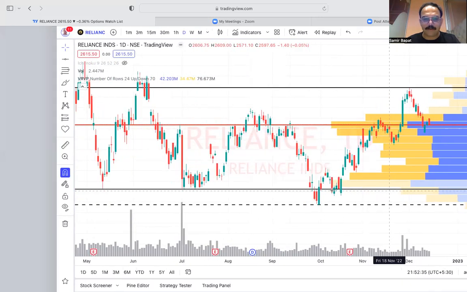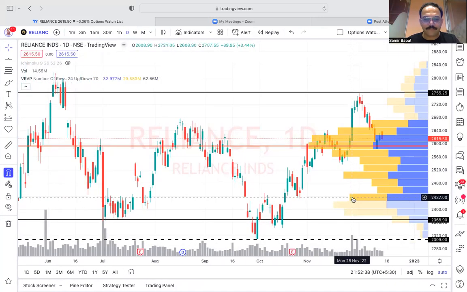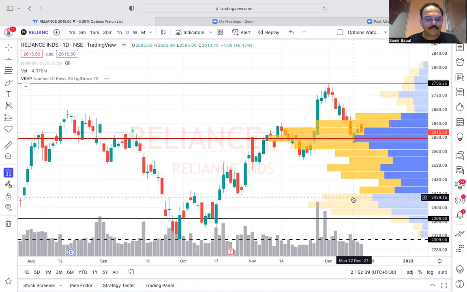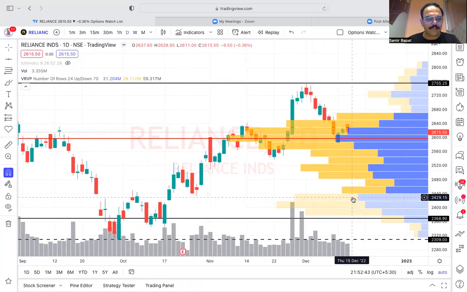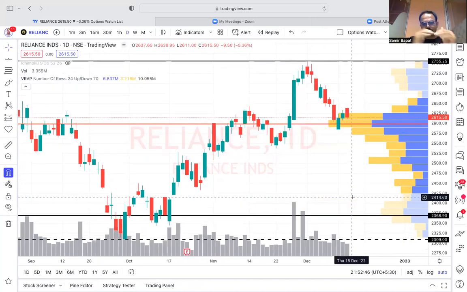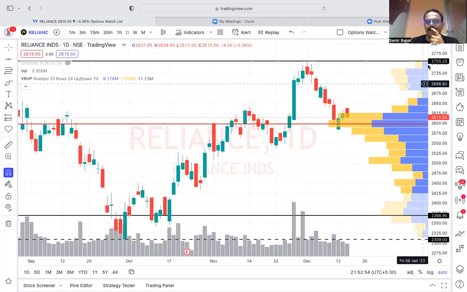Now we are in December. Let's zoom in till September. 3 months is okay. Now I have zoomed in till September. It will take a little time to adjust. Now the price, from the 2400 level, has become 2615. Yes, 2615 it has come.